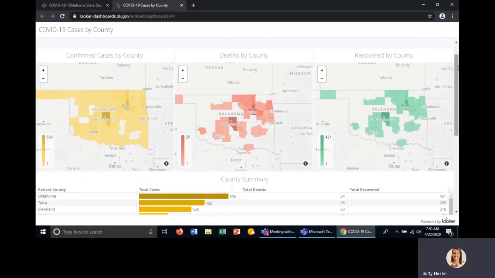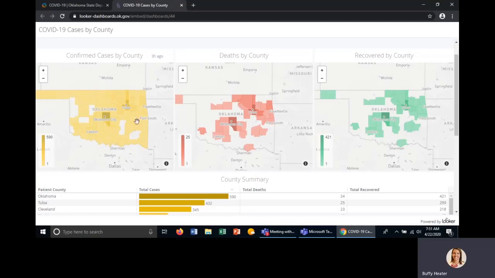Once you click on that blue tile, it will take you to the cases by county page. What you see here are 3 different counts. Confirmed cases by county are in gold, deaths by county are in red, and counts of those recovered by county are in green. You'll notice for any of these maps, you are able to hover over a particular county, and if you left click on that county, it will provide you the county total. So for example, what you're seeing here is that for Comanche County, there was a total of 72 cases.